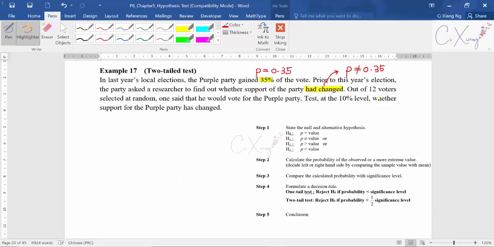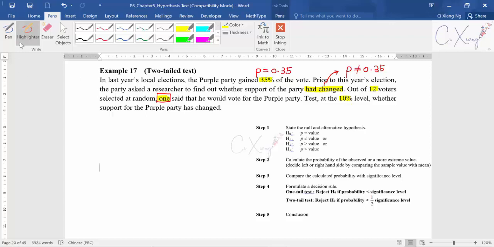Out of 12 voters, so this is the n, selected at random, 1 said that he would vote for the Purple Party. So the 1 here will be the observed value. Test at the 10% level whether the support for the Purple Party has changed.